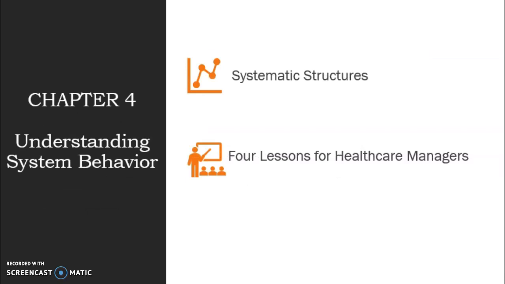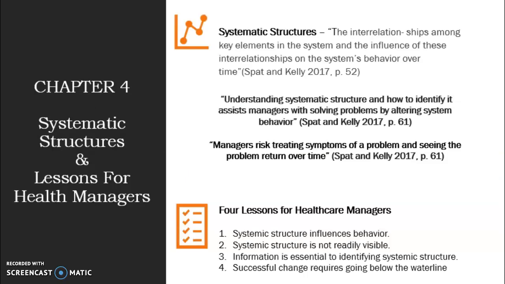So there's a lot of crucial information and intricate elements in this chapter. But what's best to summarize this chapter is what Spot and Kelly 2017 state, that understanding systematic structure and how to identify it assists managers with solving problems by altering system behavior. The authors further explain that if we don't grasp the concept or embrace the system structure, managers risk treating symptoms of a problem and seeing the problem return over time. So, this is really crucial because as future healthcare managers, we must be proactive in digging deeper to look for the underlying cause of a complex problem.